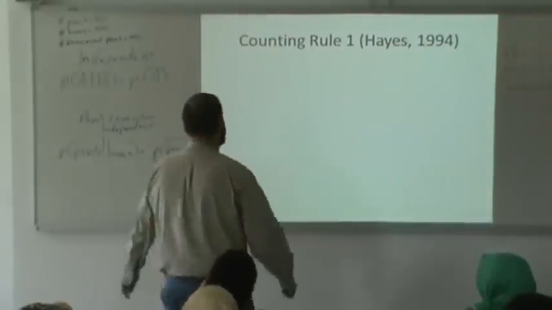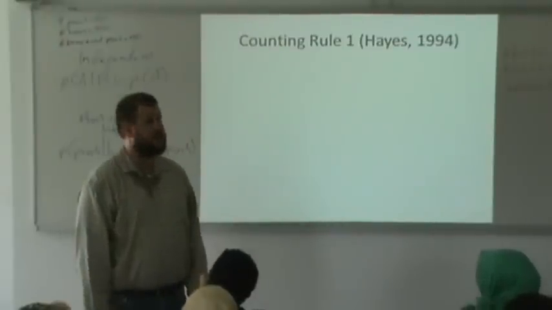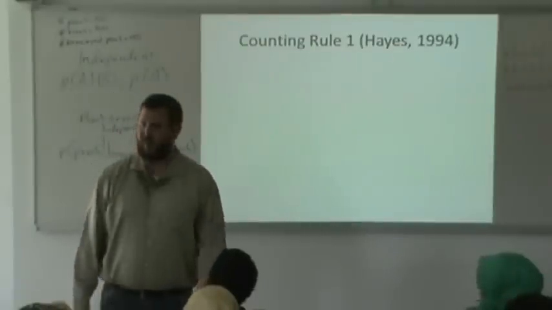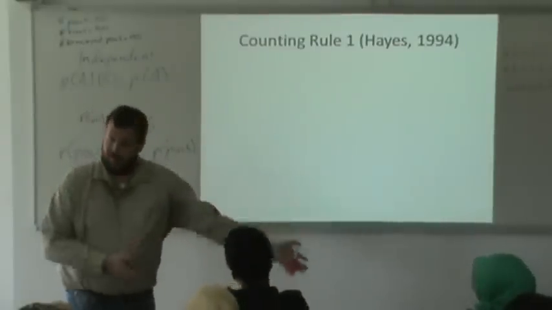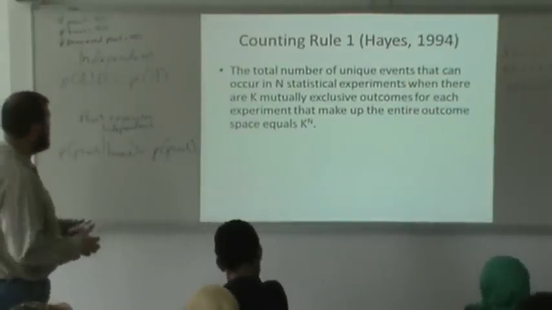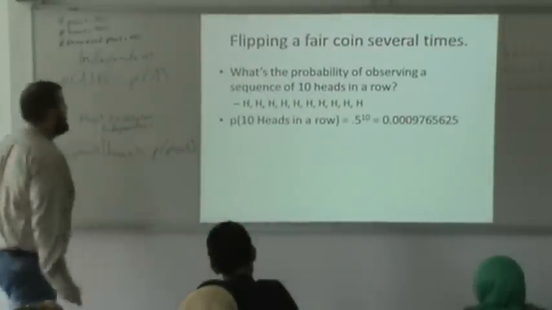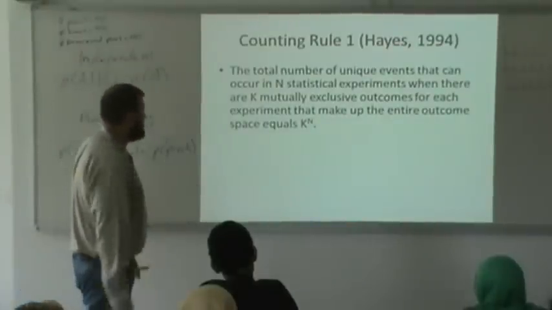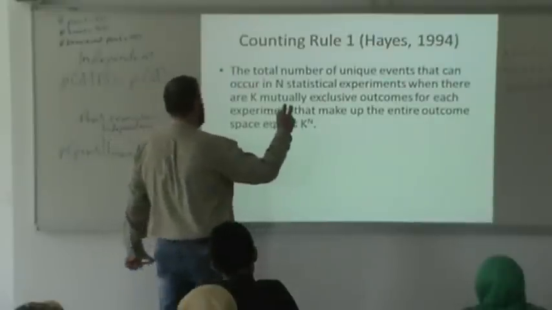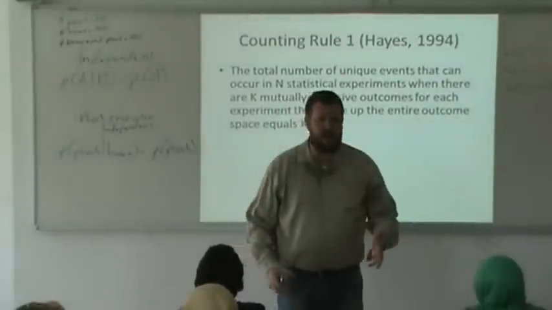I was looking at counting rule number 1, and I saw that in some places this is referred to as counting rule number 2, and in other places it is not referred to as a counting rule at all. So, just know it: the total number of unique events that can occur in n statistical experiments, where there are k mutually exclusive outcomes. Here our n was 4, here it's 10. Okay, let's stop right there. K mutually exclusive outcomes.